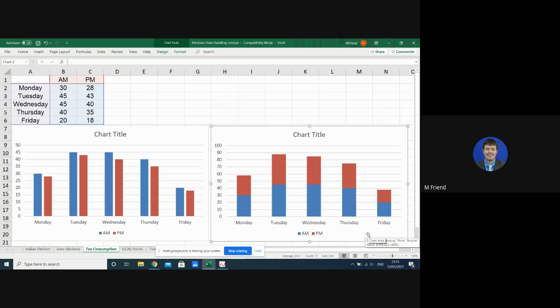The name for the one on the right-hand side is a composite bar chart, C-O-M-P-O-S-I-T-E, composite bar chart. You'll sometimes hear it referred to as a stacked bar chart. Excel calls it a stacked bar chart, and we tend to refer to it in the UK as a composite bar chart.